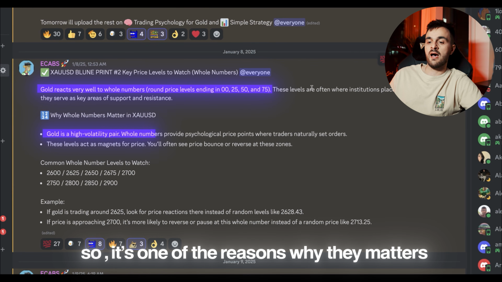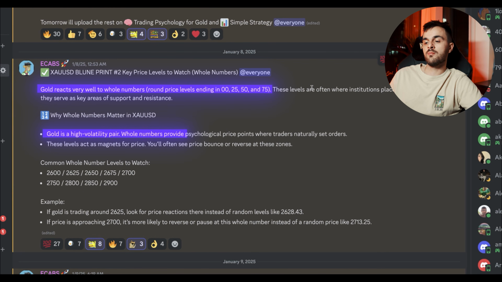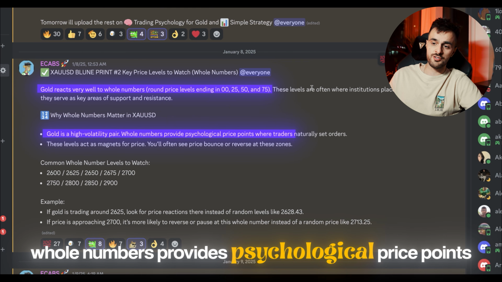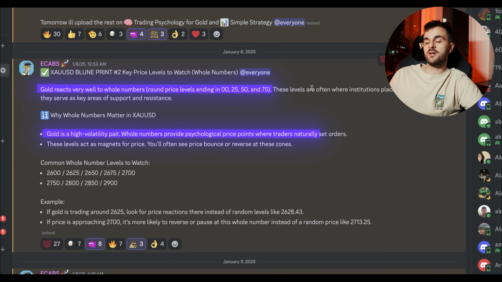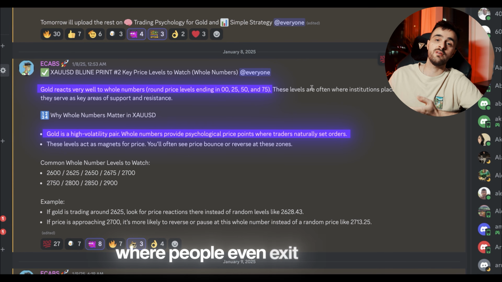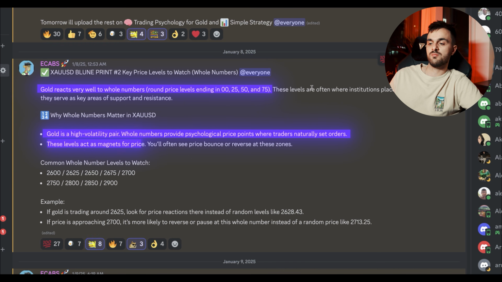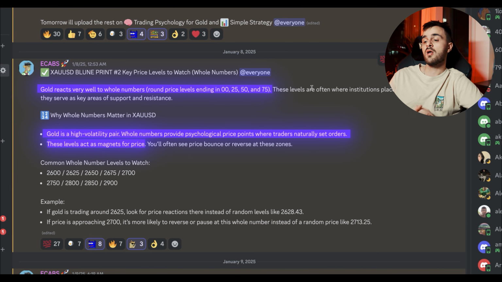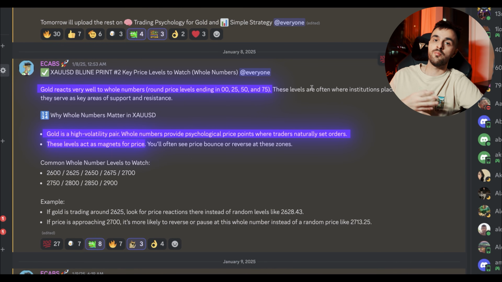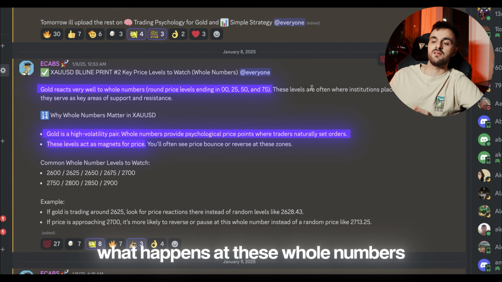Gold is also a very high volatility pair, so whole numbers provide psychological price points where traders naturally set orders, whether that's buys, sells, stop losses, and take profits, where people even exit the market. So they kind of also act like a magnet for price, because price can be drawn towards them. People will exit and enter. Both buys and sells will happen at these whole numbers.